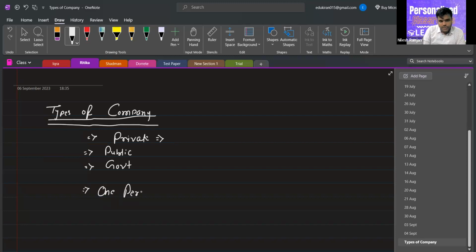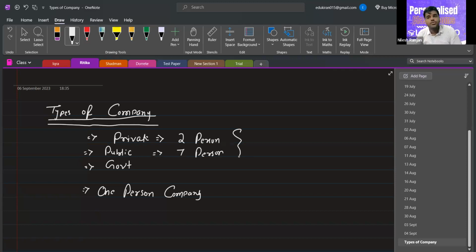One person company. Actually, in a private company, you need at least 2 directors. In a public company, you need at least 7. So these are restrictions that a single person cannot start a company. If you wanted to start a private company, you need at least 2.